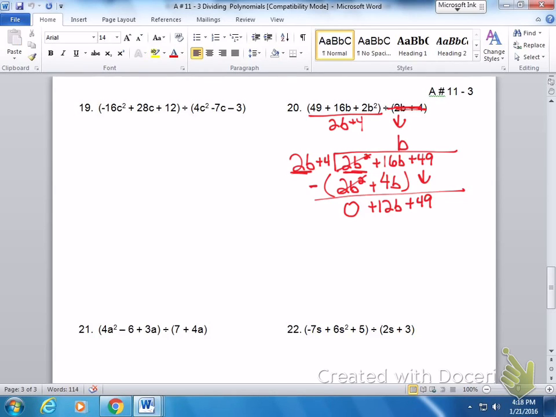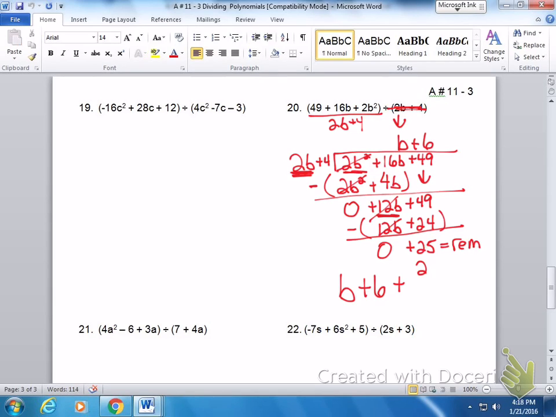Now I do the same thing over. What times 2b would give me 12b? Well, that would be positive 6. 6 times 2b is 12b. 6 times 4 is plus 24. Now I am subtracting. 12b minus 12b cancels and leaves me 0. 49 minus 24 leaves me with plus 25. That is my remainder. So my answer is b plus 6 plus my remainder divided by my divisor.